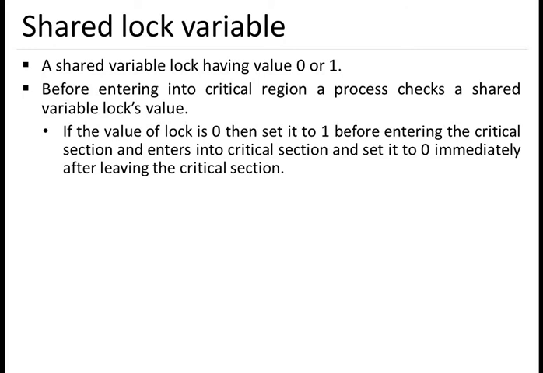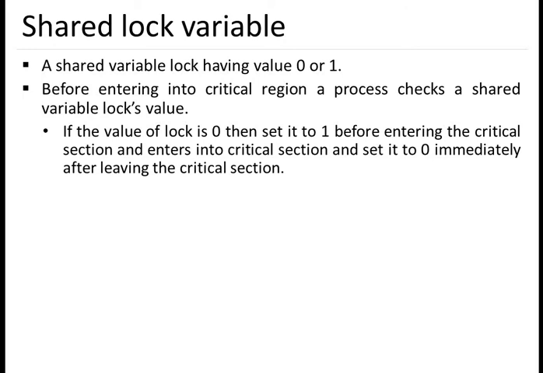If you want to go in the critical region, first check the value of the lock variable. If it is 0, that means the critical section is not occupied by any process. Okay, so there is no one, so let's just go there. So the process, before going into the critical section, updates the value of the lock variable with 1. So what does it mean? Whenever the value of this variable is 1, that means the critical section is occupied by some process.